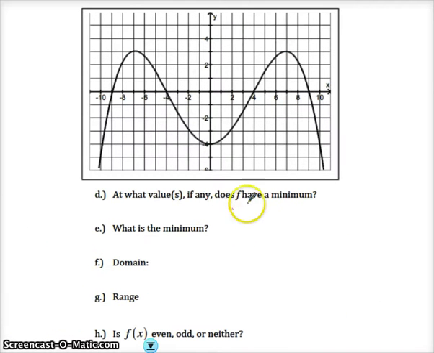Okay. At what value does it have a minimum? Well, it has a minimum right here. This would be at 0. What is the minimum? Negative 4.